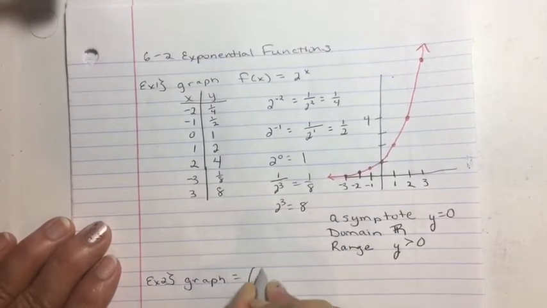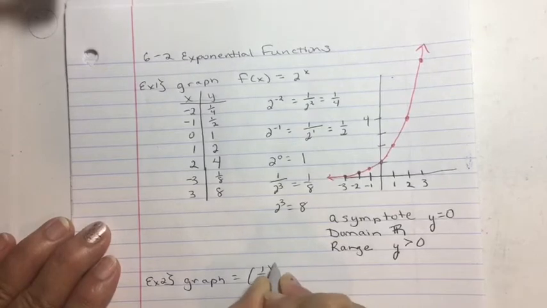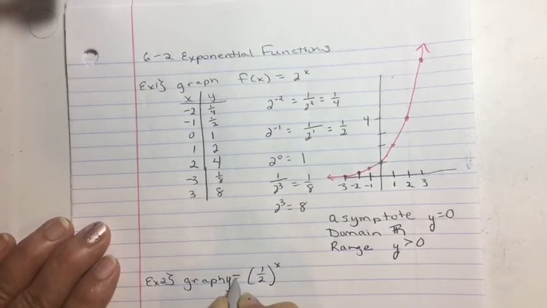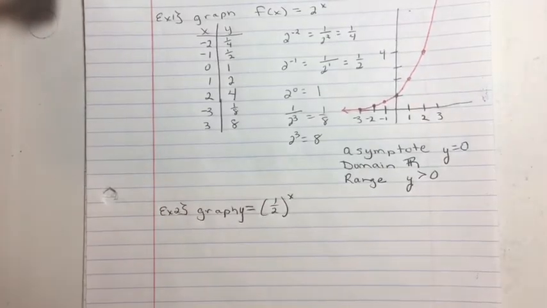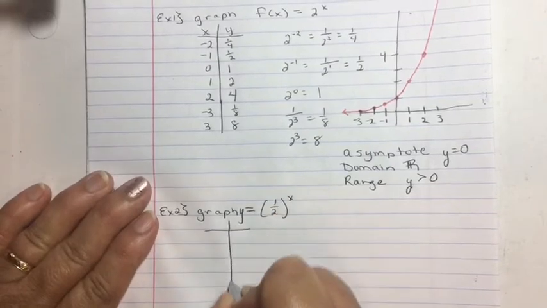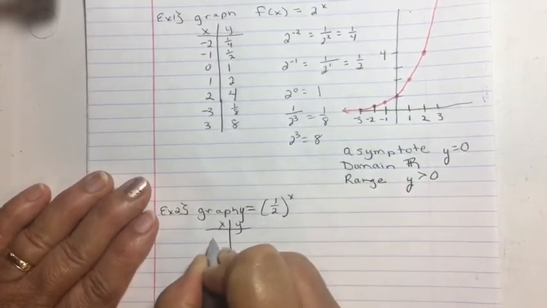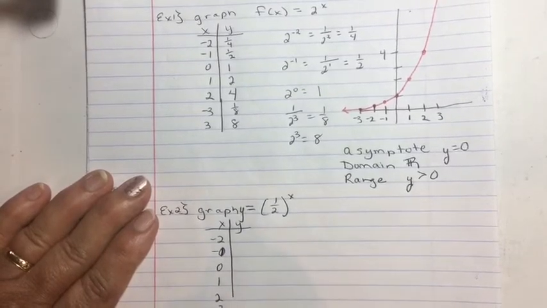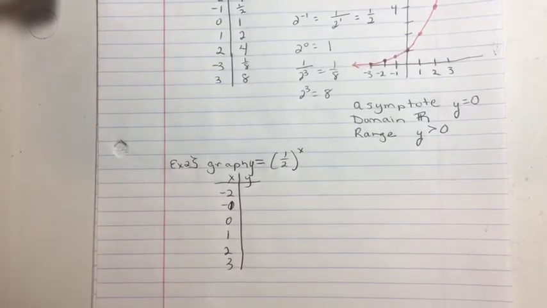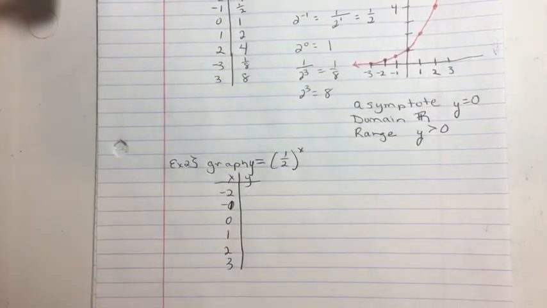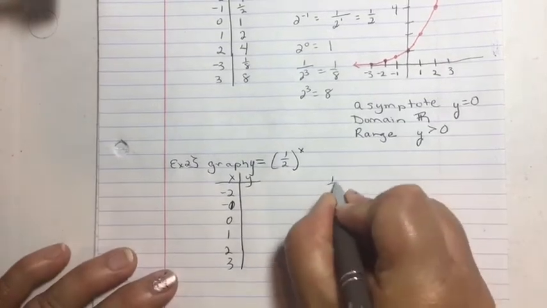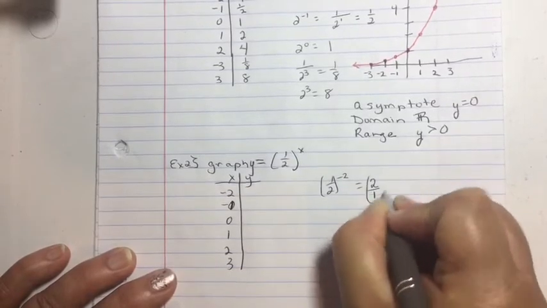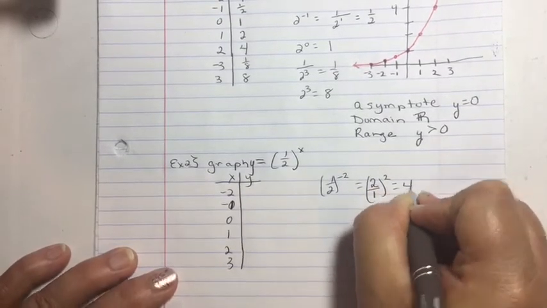Let's graph one that has a fraction. Let's do 1/2 to the x power. And I should have put a y in here, or an f of x. Again, let's make the table of values. -2, -1, 0, 1, 2, and maybe 3. So you're going to have 1/2 to the -2 power. Remember that a negative exponent is going to reciprocal it. So that's the same thing as 2/1 to the +2 power, or a 4.